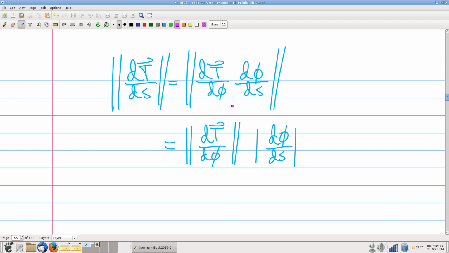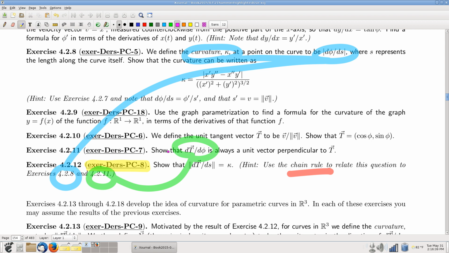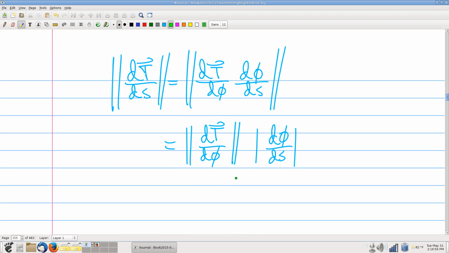Now this isn't exactly what we wanted to show just yet, but let's go back and see what we already know about these things. Let's start with dt d phi. What do we know about dt d phi? This was one of the first hints, that dt d phi is a unit vector. You see right here. Does that make sense? So conveniently we already showed that. If dt d phi is a unit vector, that means that this magnitude is 1.